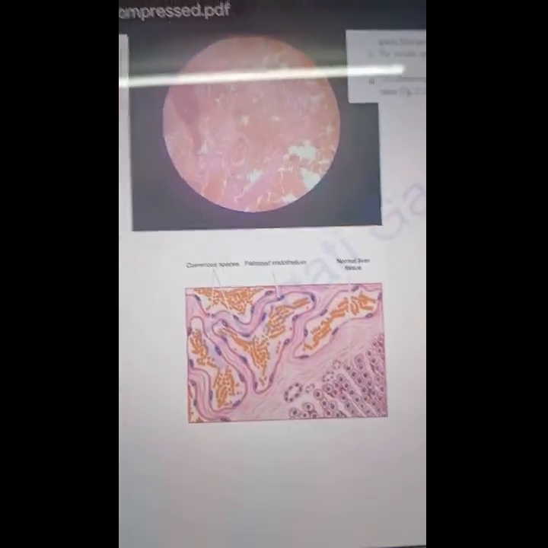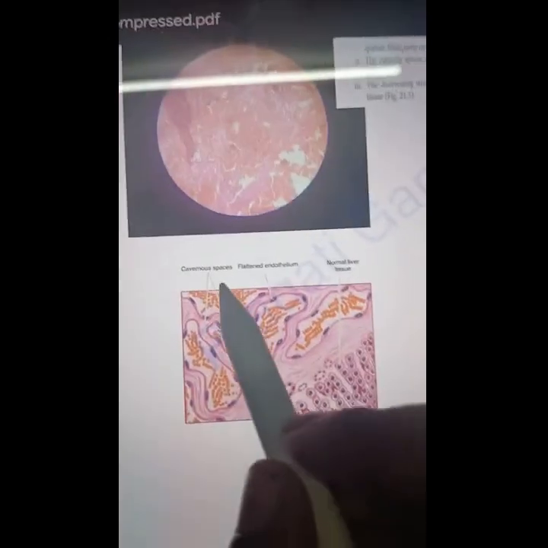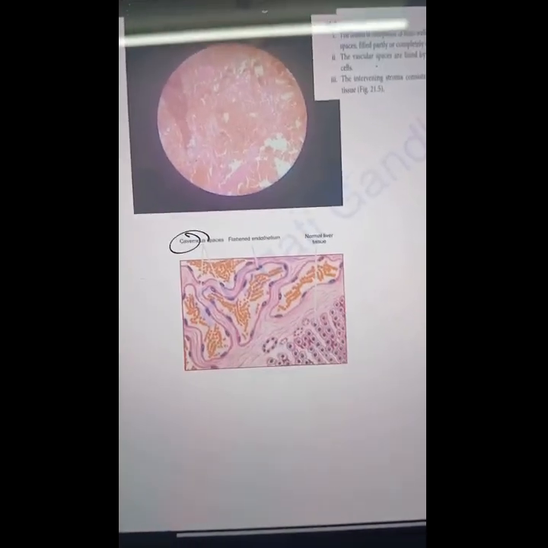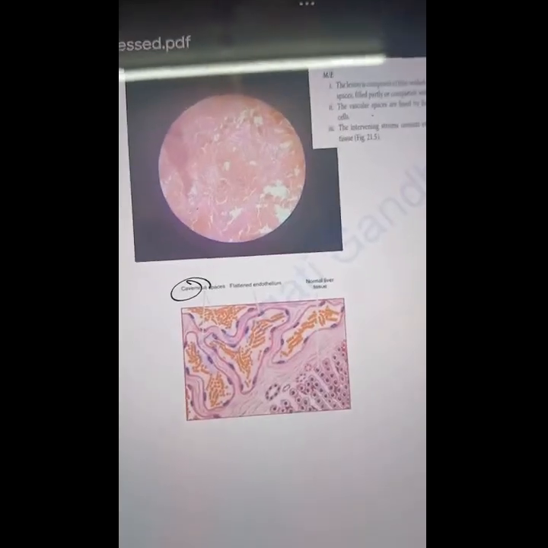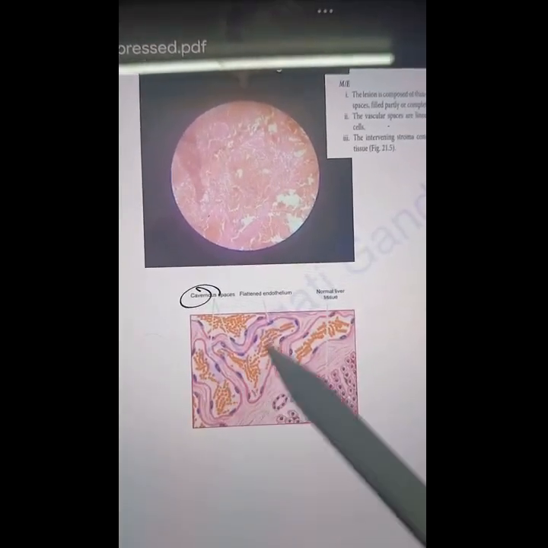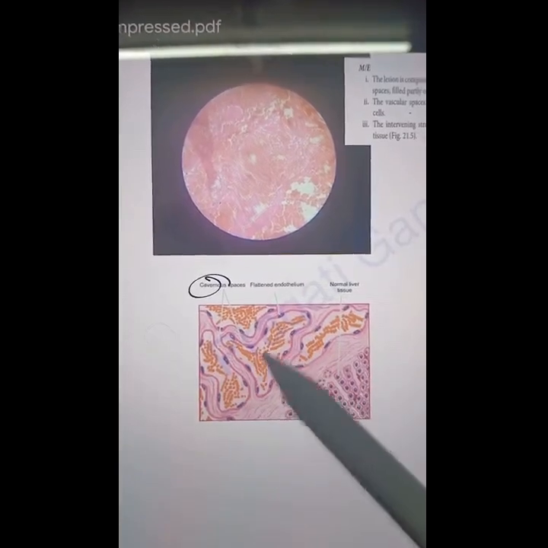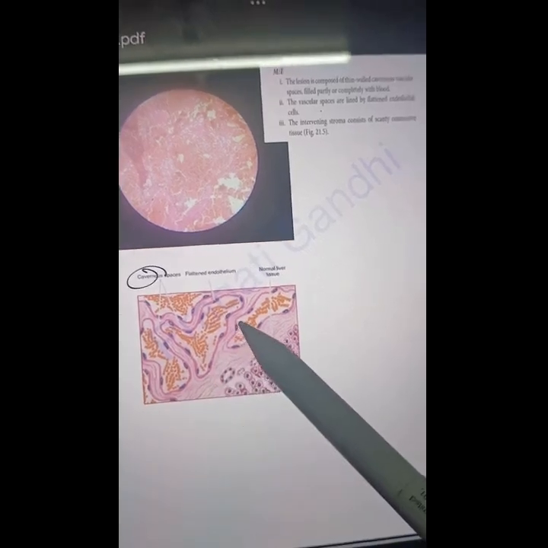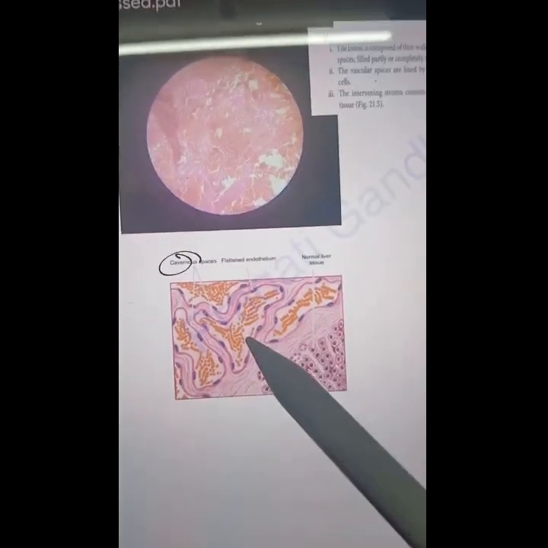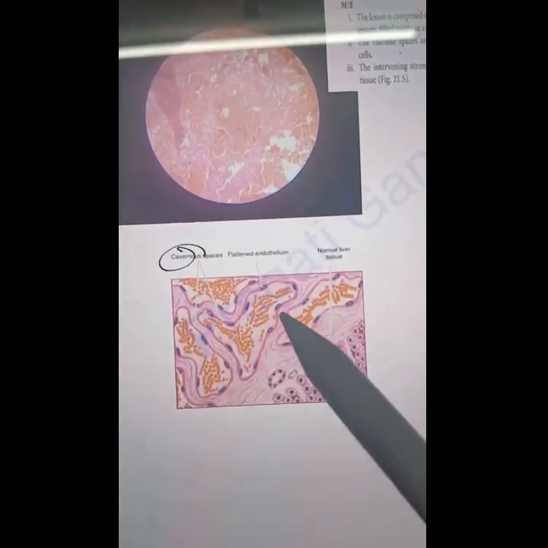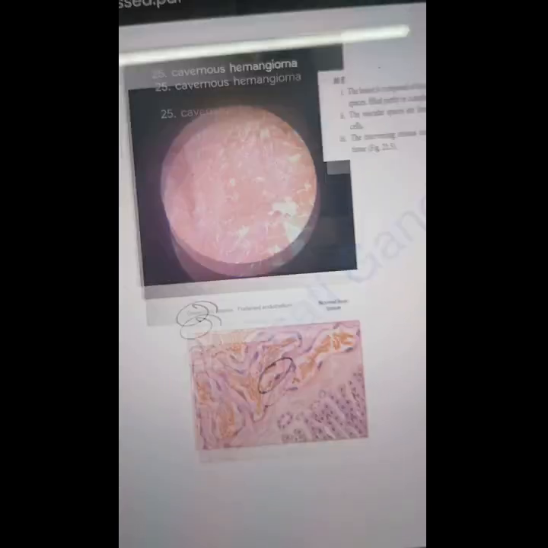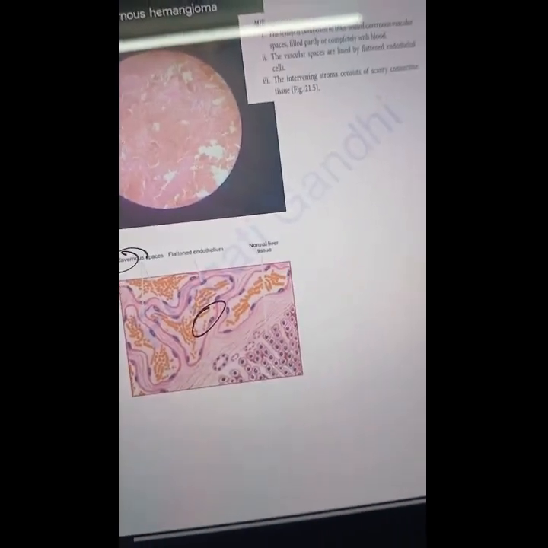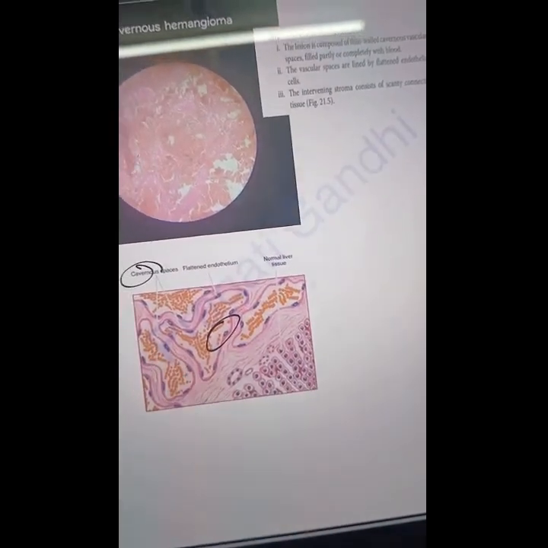Next one is the cavernous hemangioma. Why is it called cavernous? The word cavernous suggests that it is incompletely or inappropriately shaped. It is not properly shaped. These are cavernous spaces which are completely or partially filled with blood. Therefore, they are called cavernous spaces. The vascular spaces are lined by flattened endothelial cells. Here you saw a plump endothelial cell, and this is the flattened endothelial cells. The intervening stroma consists of scanty connective tissue.